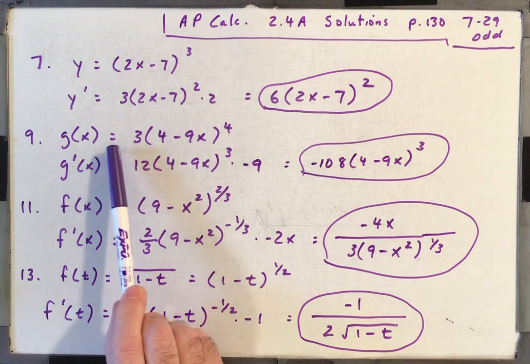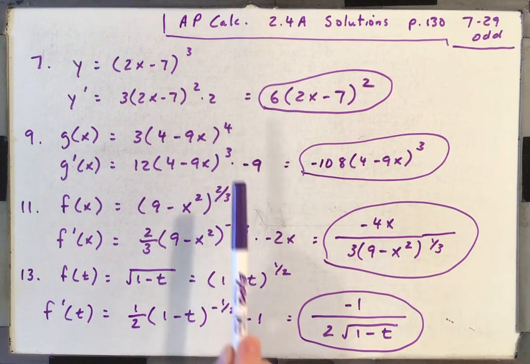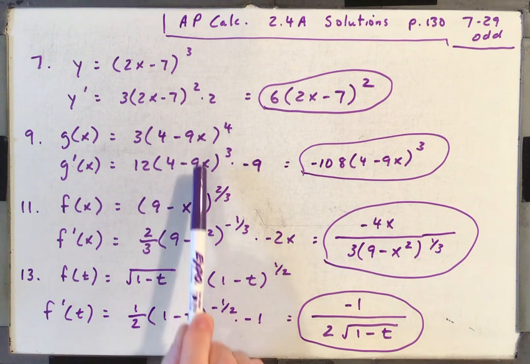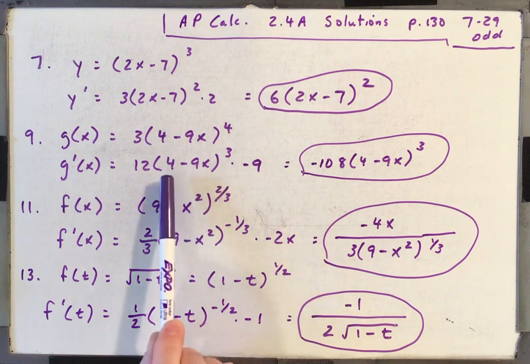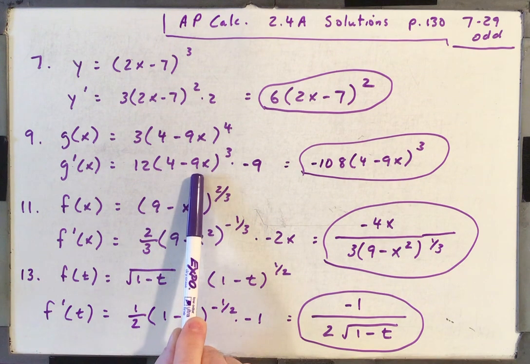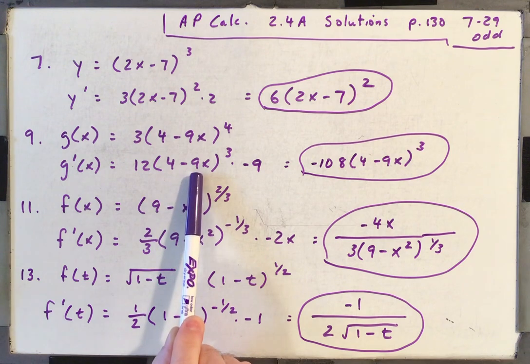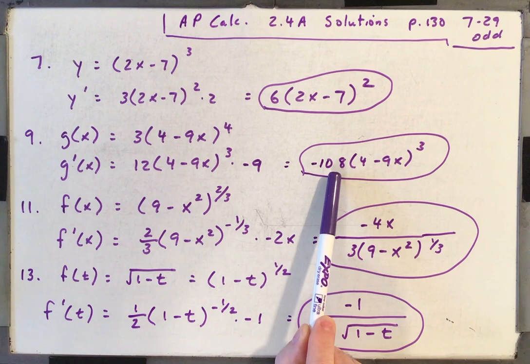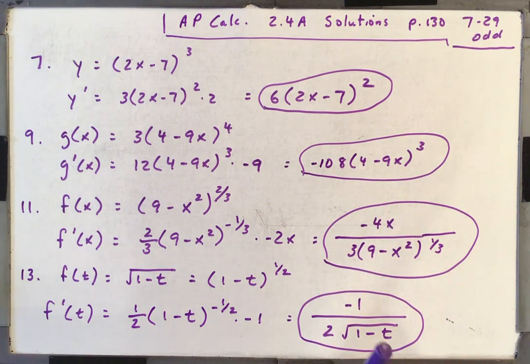Number 9, we have g of x is equal to 3 times 4 minus 9x all to the 4th power. 4 times 3 is 12, times 4 minus 9x, then we subtract 1, 4 down to 3, times the derivative of the blob. The derivative of 4 minus 9x, 4 is 0, and then this would be negative 9. So times negative 9. Negative 9 times 12 is negative 108, times 4 minus 9x, all cubed.